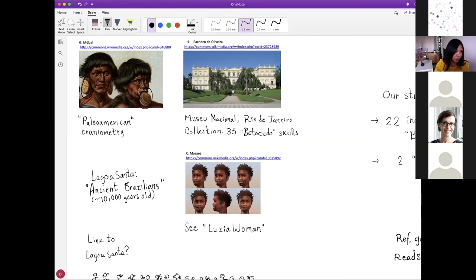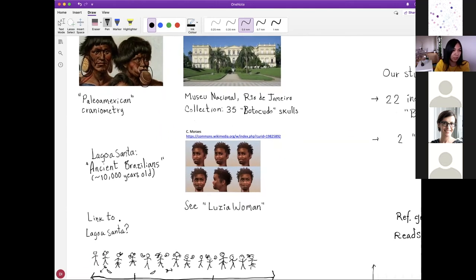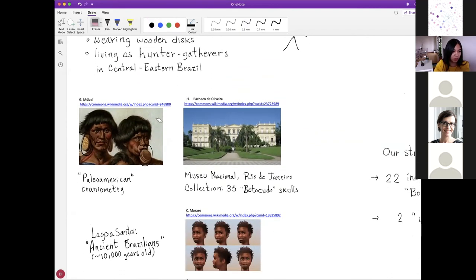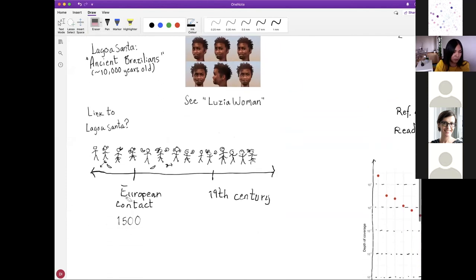Due to this characteristic in these groups, the anthropologists have wondered whether these Botocudo people have a special link to the Lagoa Santa population. But besides this point, there is little that we know about the Botocudo groups. Most of our knowledge comes from the contact with the European people, and due to several conflicts with the colonizers, they were exterminated by the beginning of the 19th century.